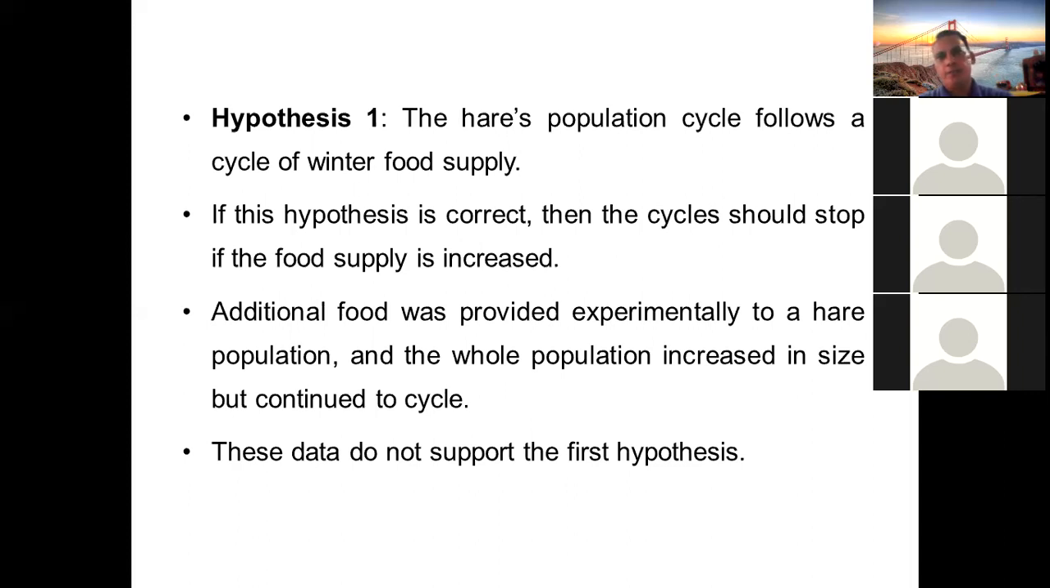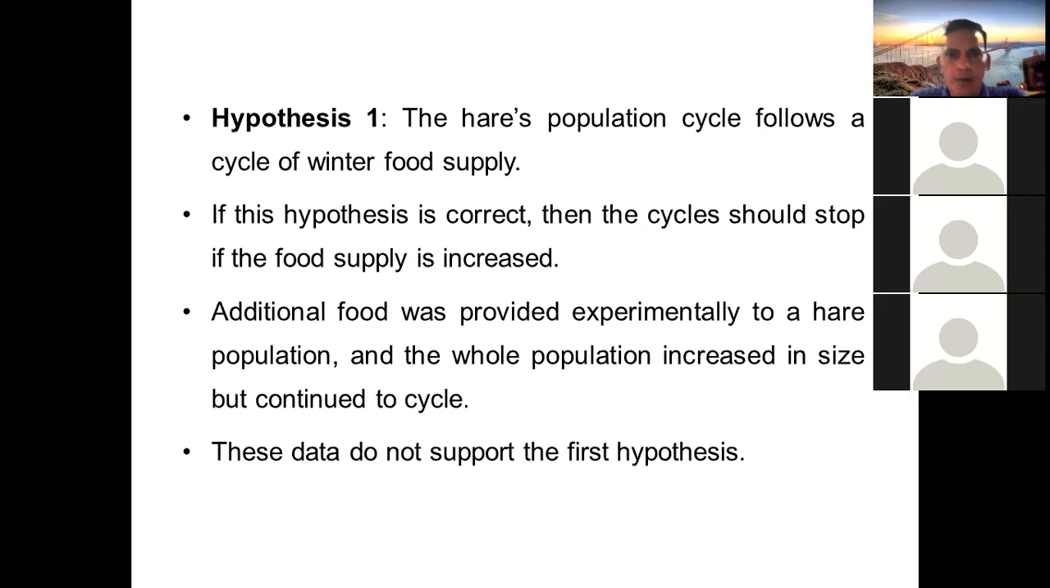Now it was speculated that if this hypothesis is correct, then the cycle should stop if the food supply is increased. So if, let's say, in the winters the conditions are harsh, there's snow, and the trees or the plants are not green, then because of that, the food supply is less.